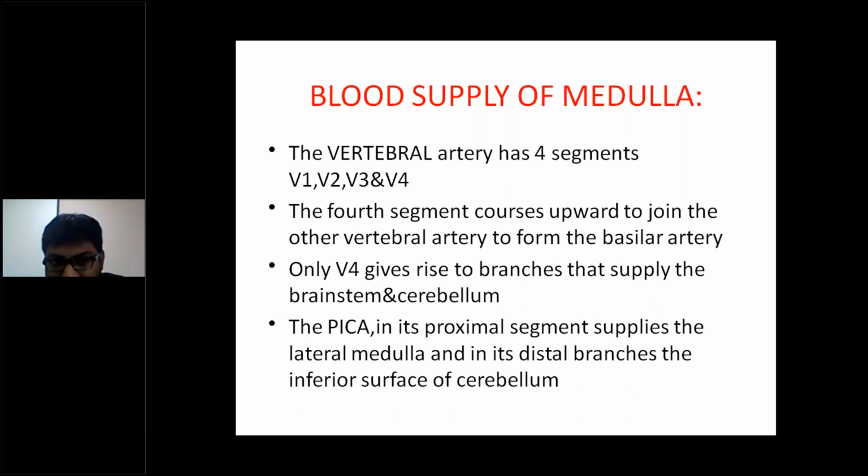So this basilar artery is giving posterior cerebral artery, and posterior communicating artery is from the branch of internal carotid artery. Circle of Willis is the inferior part. So only V4 gives rise to branches that supply the brainstem and cerebellum. PICA is the branch of V4 segment, right? Remember, PICA is the branch of V4 segment. The PICA in its proximal segment supplies the lateral part of the medulla, and its distal part the inferior surface of the cerebellum, right?